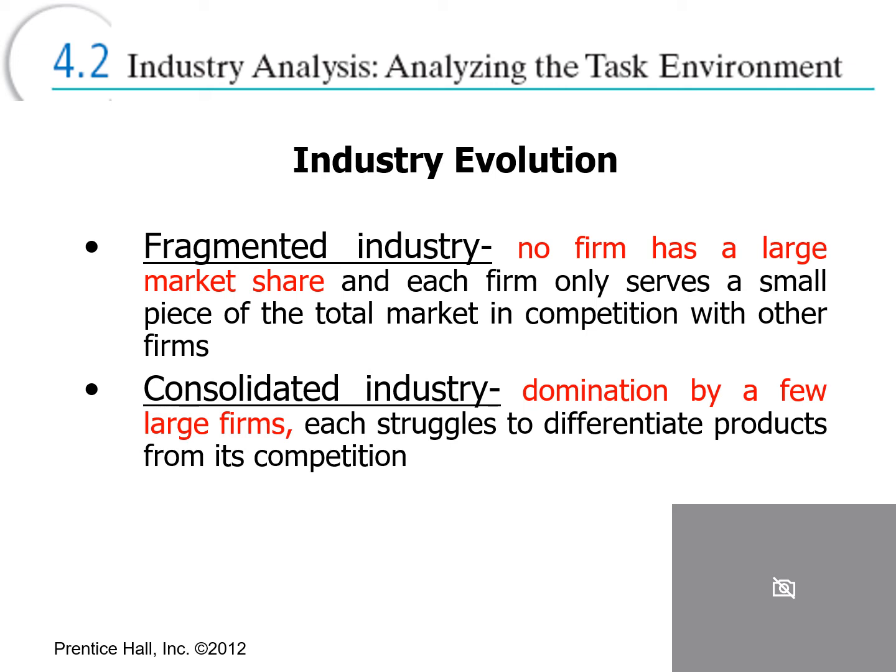We discussed the fragmented industry and the consolidated industry. If an industry has several companies, we can say that it is fragmented. But if the industry is dominated by a few large firms, we say that industry is a consolidated industry.